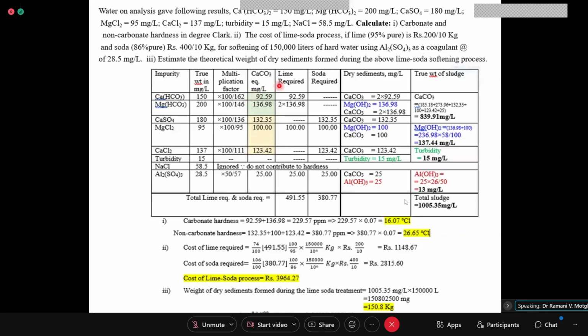So first of all, before going for lime and soda requirement, we will first express the carbonate hardness. So you can write number 1, carbonate hardness. This plus this, 229.57 ppm. So if this is ppm, then you multiply by 0.07, you get degree Clark, and non-carbonate hardness is 380 into 0.07. This is the answer in degree Clark, right? Okay. Then we will write this LR column and SR column.